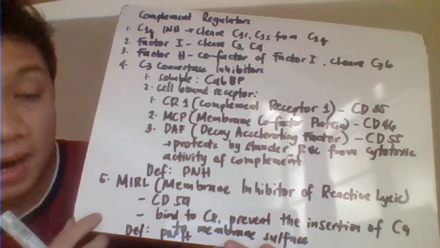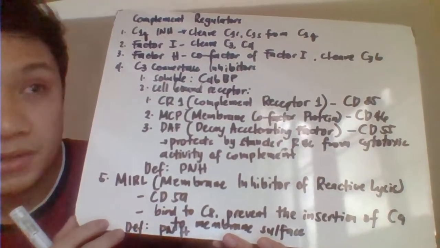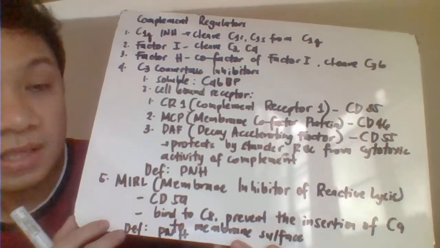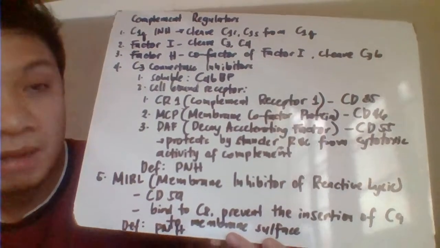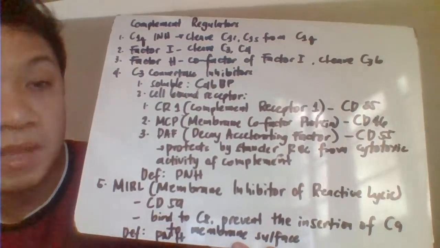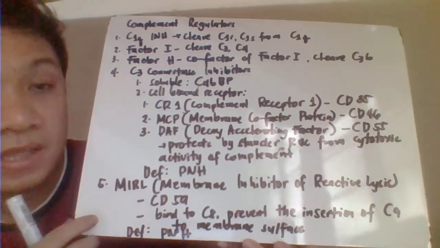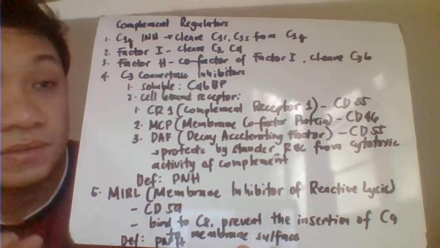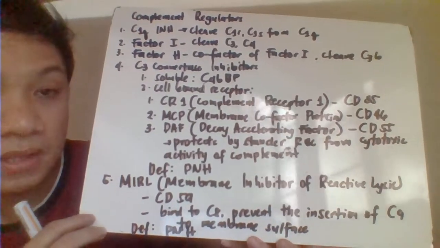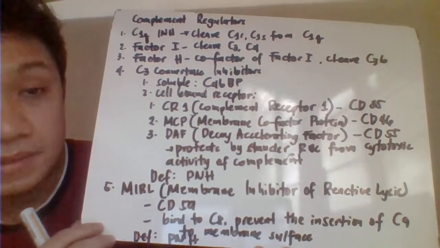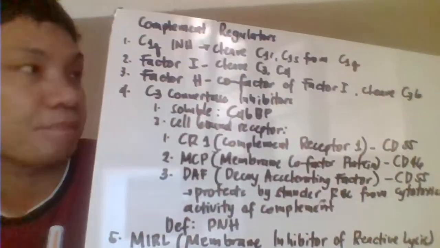Another one, we have your MIRL, the membrane inhibitor of reactive lysis. This is your CD59. It binds with your C8 and prevents insertion of your C9 into the C5678 membrane attack complex, and therefore prevents the formation of the last membrane attack complex unit, which is your C9, preventing the formation of the hole in the surface of your pathogen. Along with your decay accelerating factor, deficiency of this one also results in PNH, paroxysmal nocturnal hemoglobinuria.